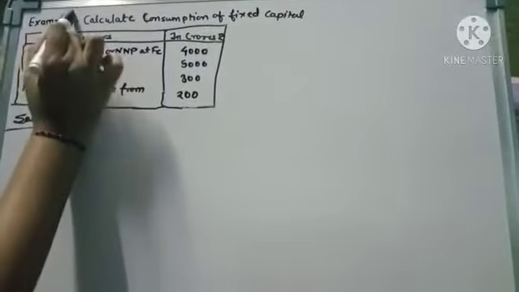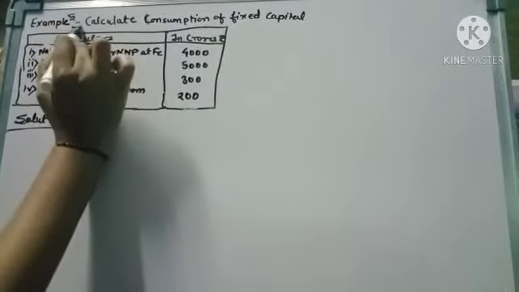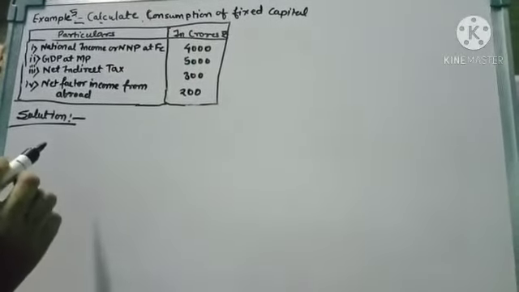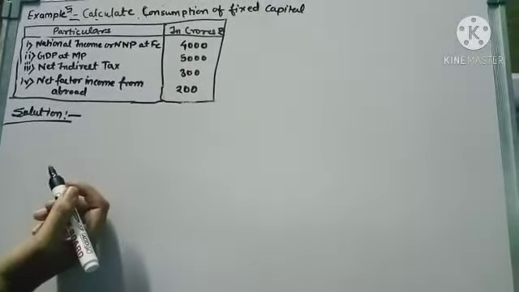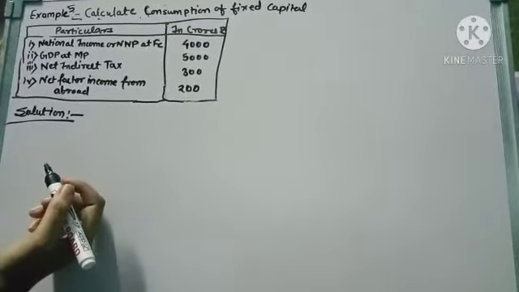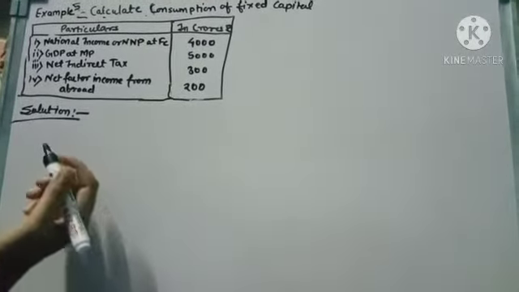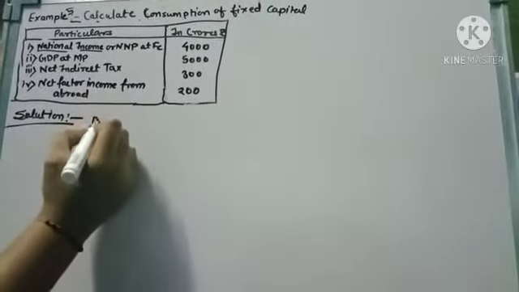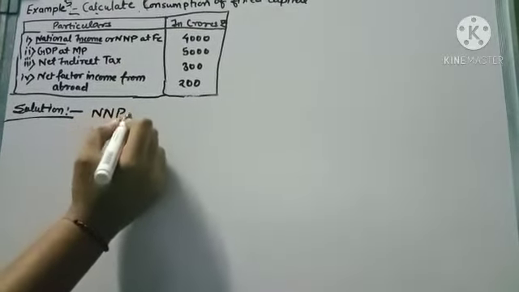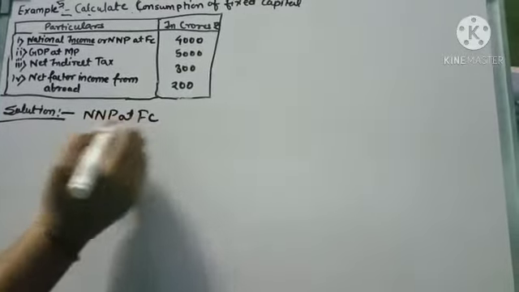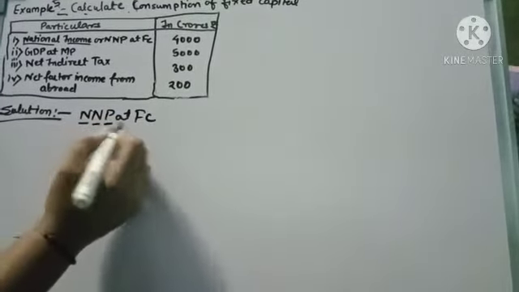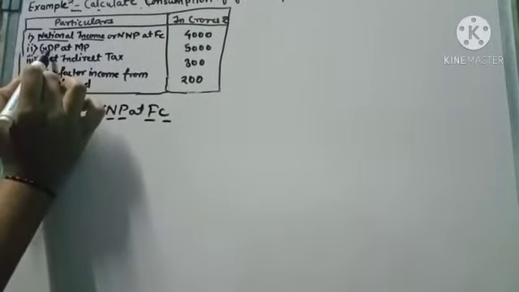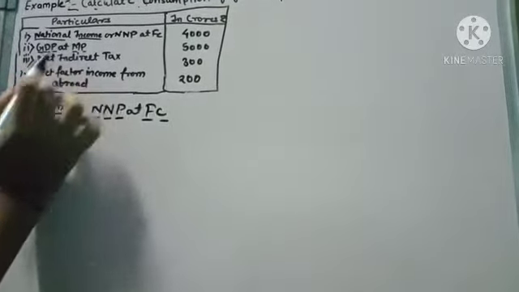As you see, this is example 5 of the book, calculate consumption of fixed capital. Here, the consumption of fixed capital is another name for the term depreciation. The question is: given a national income, which is NNP at FC, also known as net national product at factor cost, and second, we are given gross domestic product at MP.